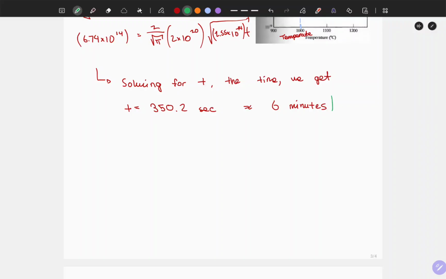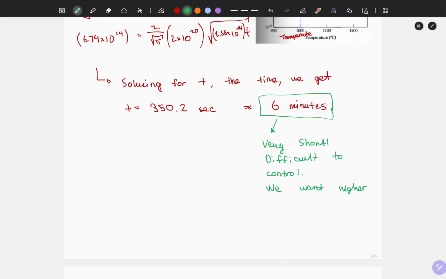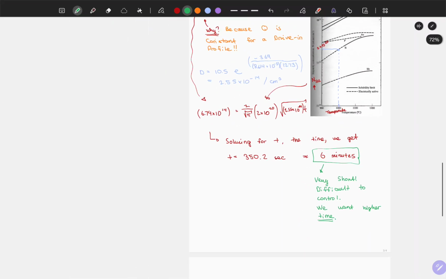Notice this is an answer that is valid, but it's very short. Difficult to control. And we want higher time. Now this is my final question, which you could adjust yourself. How do we solve for a higher time?